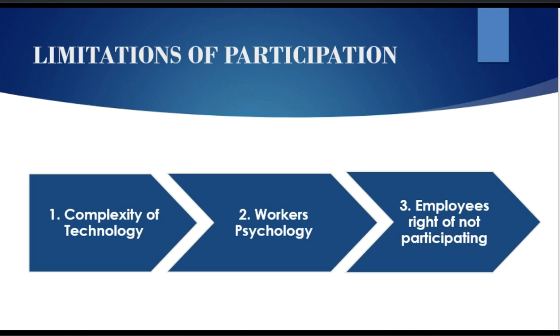1. The complexity of technology. 2. The worker's psychology. And 3. Rights of employees not participating. Technology is so advanced and complicated these days that there is a need for specialized workers for each job. Some employees cannot work beyond a certain limit in participation. Some departments or groups participate too aggressively, and the corresponding group can be offended and do the opposite of their job. The second limitation involves the worker's psychology.